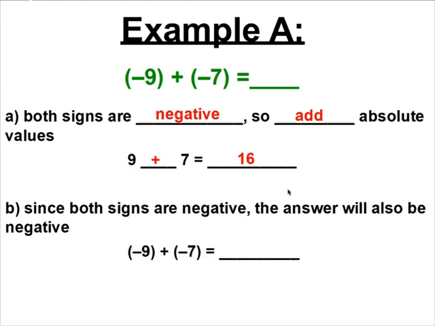That's not our final answer, though, because we have to look back at the original problem here and notice that both of the integers have a negative sign. What that means is your answer also has to have a negative sign. So the answer is actually negative 16. Negative 9 plus negative 7 is negative 16.